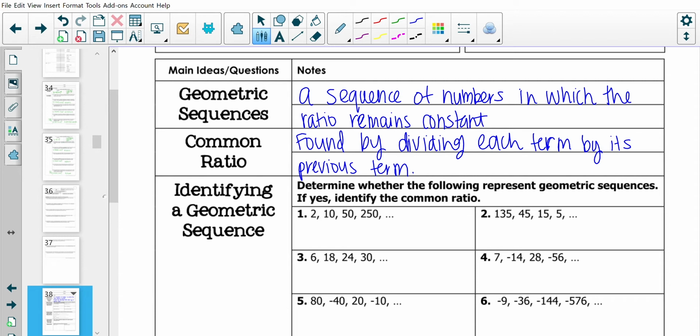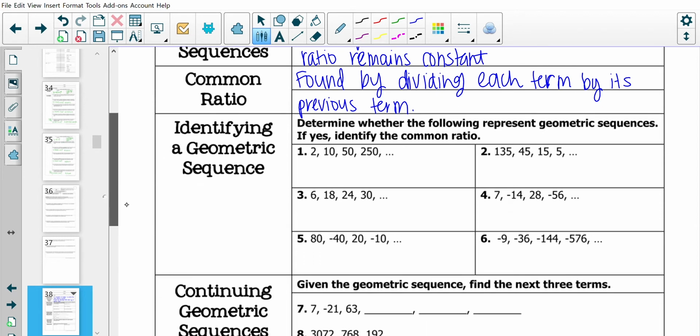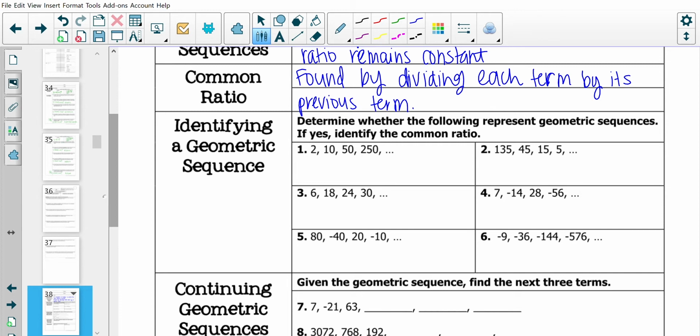All right, so we are going to determine whether the following represents geometric sequences, and if yes, then what the common ratio is. So, 10 divided by 2, 50 divided by 10, and 250 divided by 50. So, yes, R equals 5.